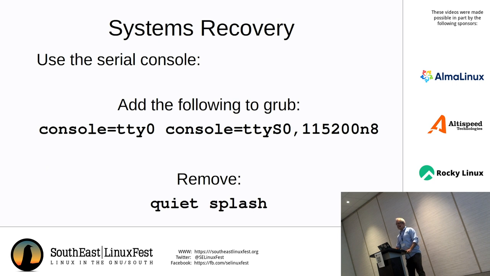We can access the serial console. Just make sure that your grub is built with these particular three options in the grub configuration file, and remove quiet and splash. The quiet option suppresses the log messaging, and the splash is only used for graphic consoles.